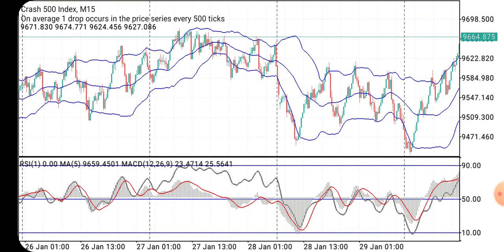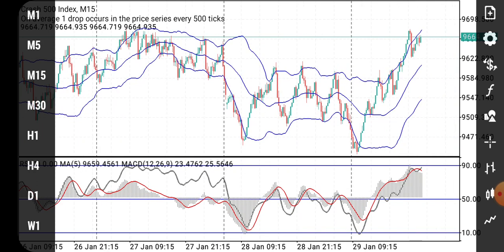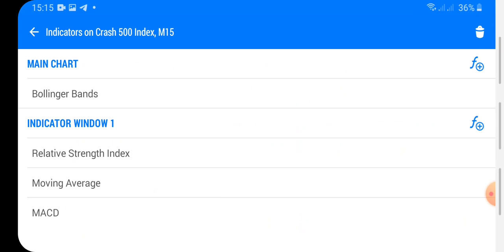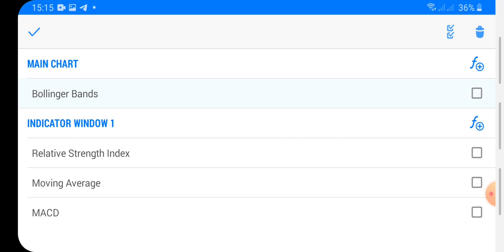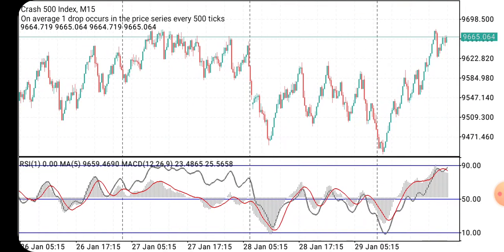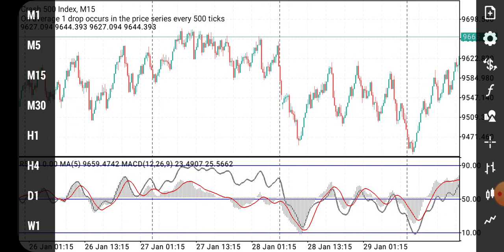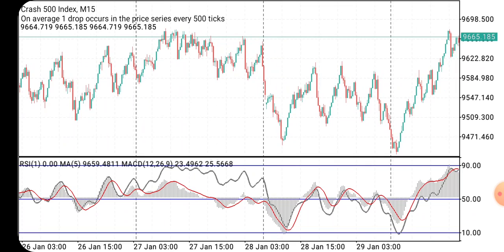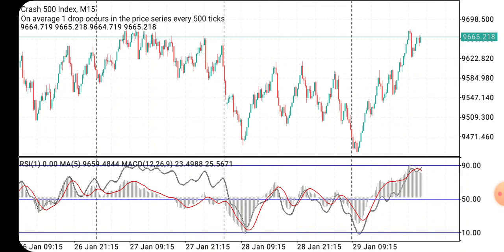Hit done. Okay. So mainly when we're analyzing, I like to go to my indicator window and delete the Bollinger Bands, so I have a clear view of price action, a clear view of the market, so I see exactly what's happening in the market, right? So depends on how you want to trade boom and crash. Do you want it to be a day trade, a scalp trade, or a swing trade?